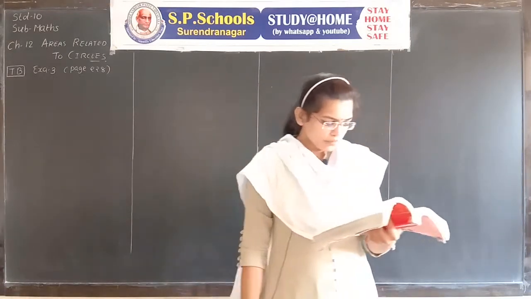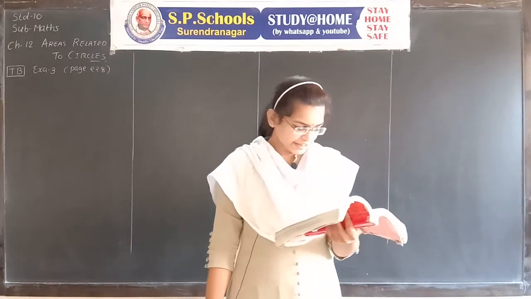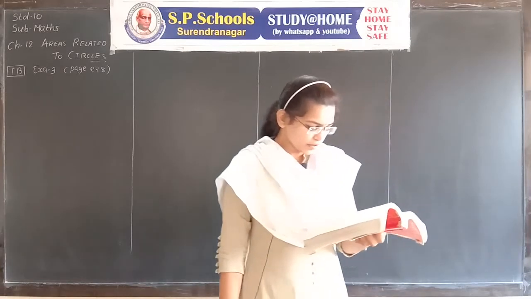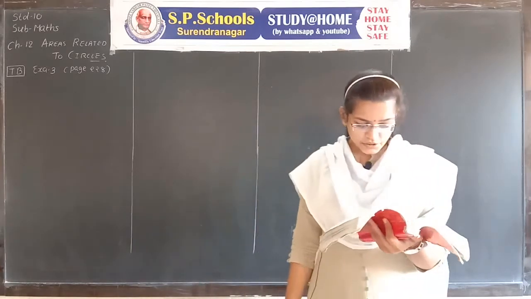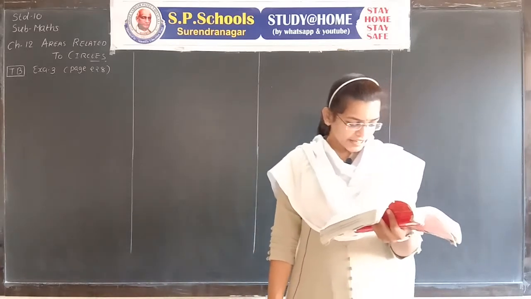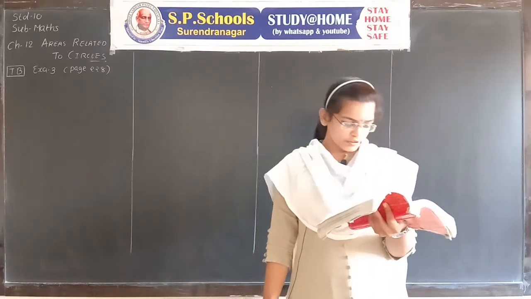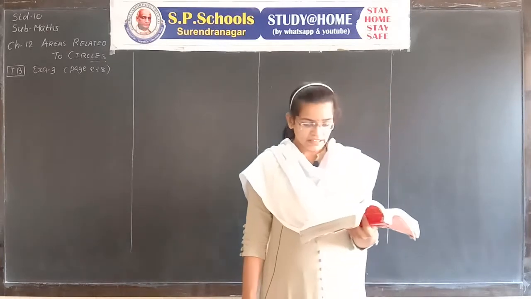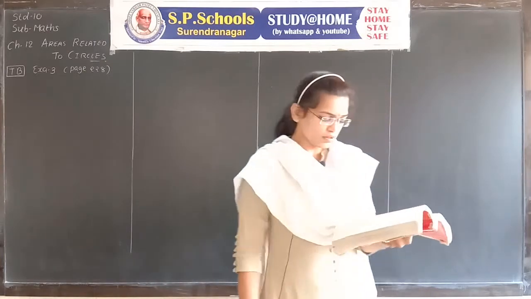Example 3. Find the area of the segment AYB shown in figure 12.9 if the radius of the circle is 21 cm and angle AOB is equal to 120 degrees. Use pi equals 22 upon 7.